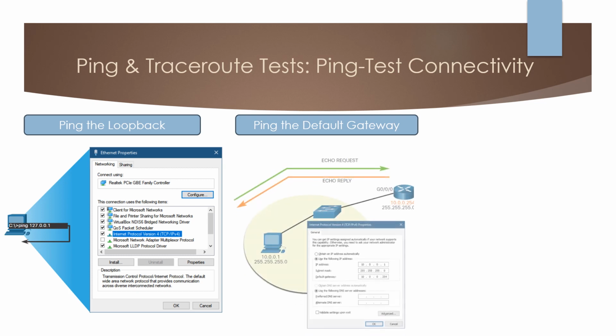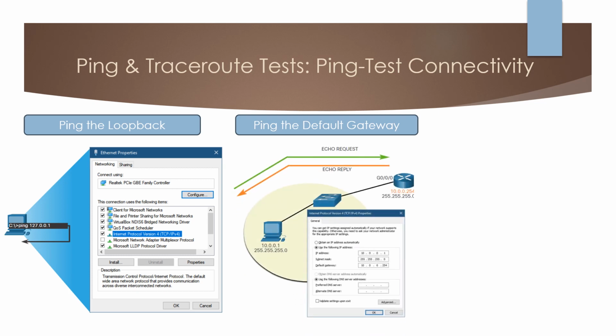One possibility is that the wrong default gateway address has been configured on the host. Another possibility is that the router interface may be fully operational but have security applied to it that prevents it from processing or responding to ping requests.